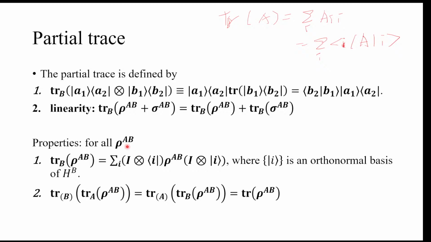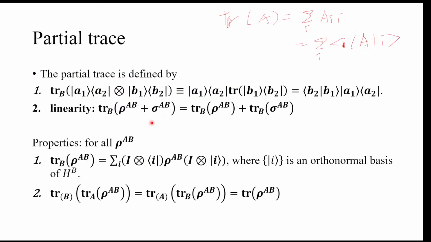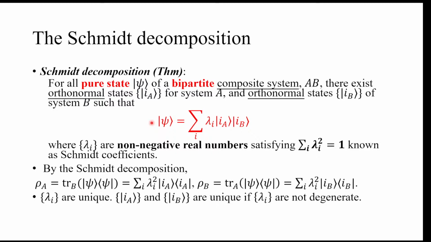Here, I guess I didn't say this very clearly, but these two properties of rho AB don't need to be a density matrix. This works for any matrix rho AB. Okay. And we have Schmidt decomposition. That's kind of going to the reverse of partial trace. And so this is a theorem about entanglement.